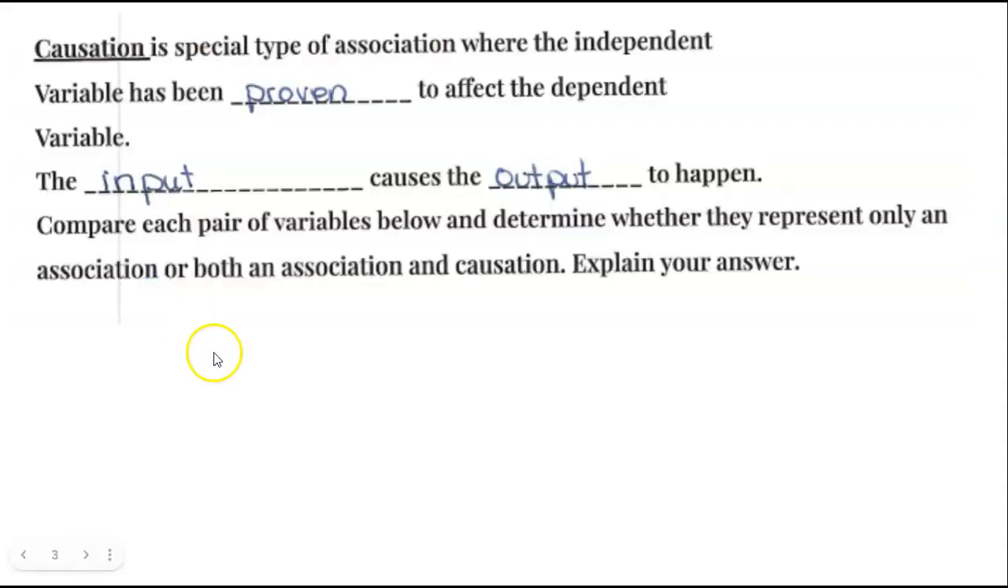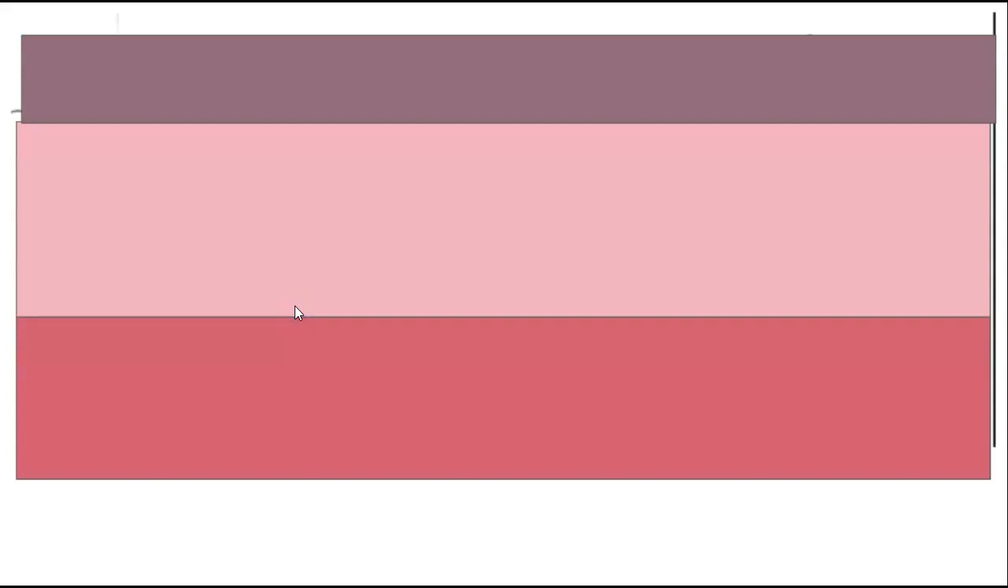Okay, now causation is a special type of association where the independent variable has been proven to affect the dependent variable. For example, driving your car, the miles affect the gas tank, don't they? Well, that's proven. I don't care what car you're driving. If you're driving a car, you're using some sort of energy source, whether it be electric or gasoline. It's proven. So the input causes the output to happen. There's no "oh, well, it probably happens." It makes it happen. It's measurable. Okay? So let's look at some examples.